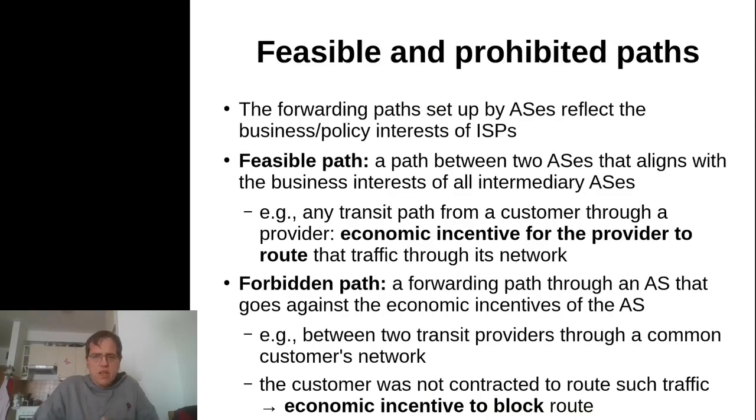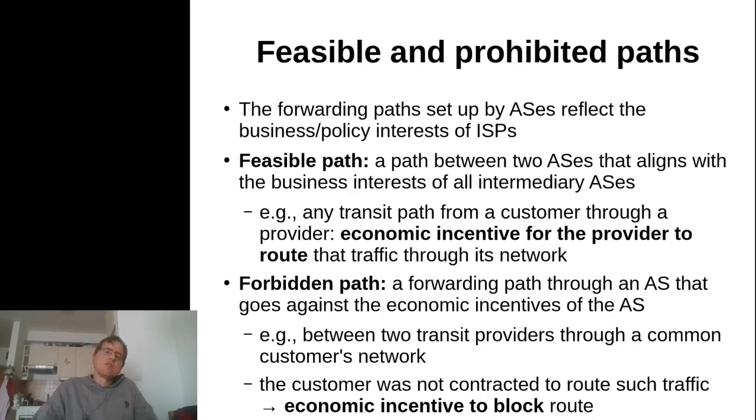In order to understand the types of routes that may exist in the internet, we need to introduce two simple definitions. These are the definitions of the feasible and the prohibited paths. So the forwarding paths set up by ASes reflect the business and policy interests of the different service providers or the different autonomous systems that make up the internet. In this setup, a feasible path is a path between two autonomous systems that aligns with the business interests of all the autonomous systems that participate in this path.